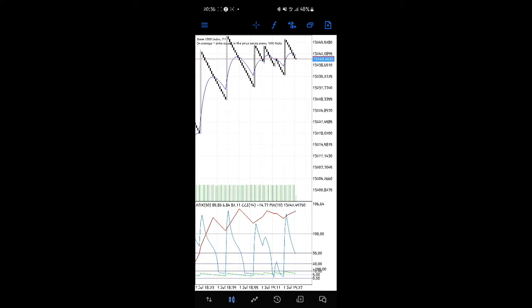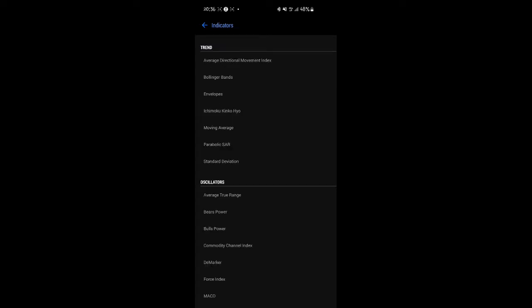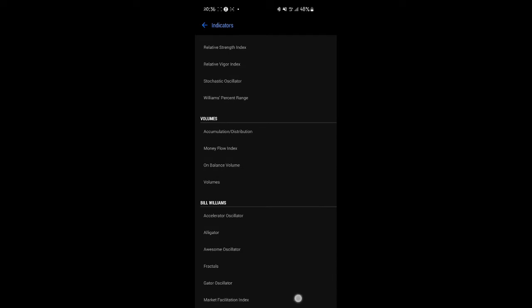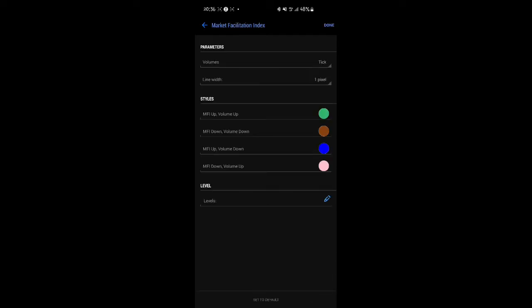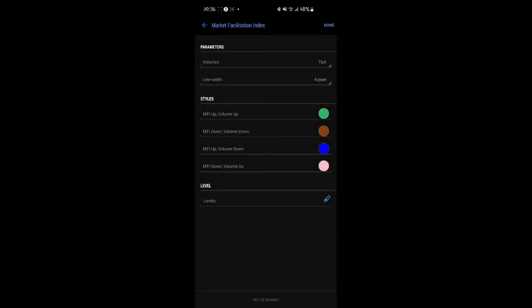Now the last indicator we're going to add, still on indicator 1, please. We're going to add the market facilitation index. Just stick to 1 pixel. We're going to change the colors here, your MFI up, volume up. I'm going to change that. So this is what we're going to do.